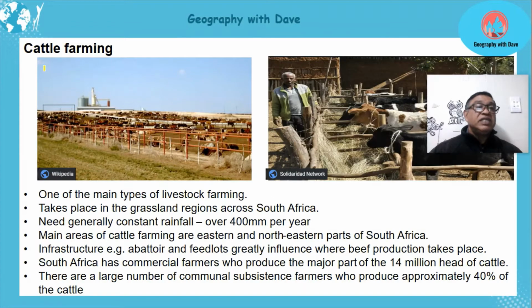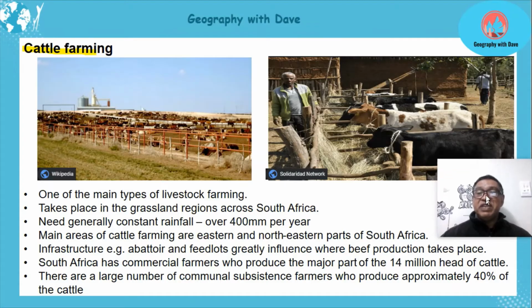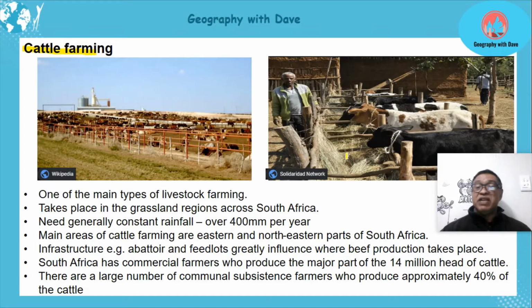All right, let's start then. Cattle farming itself is one of the main types of livestock farming. We've seen that on the map. It takes place in the grassland regions, all right? Good pasture lands for grazing, etc.